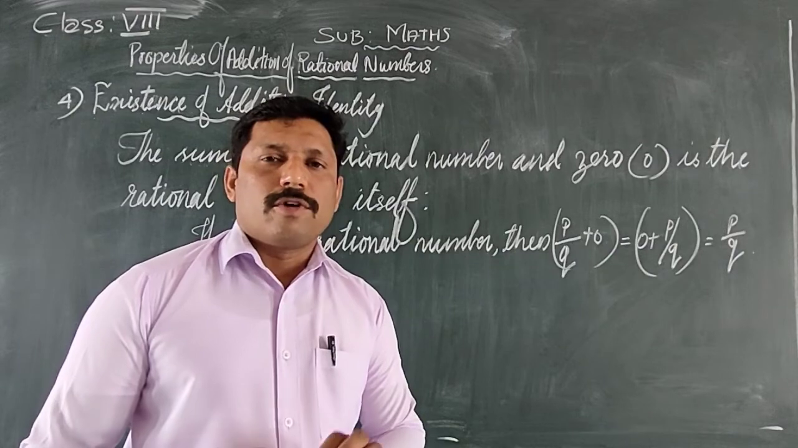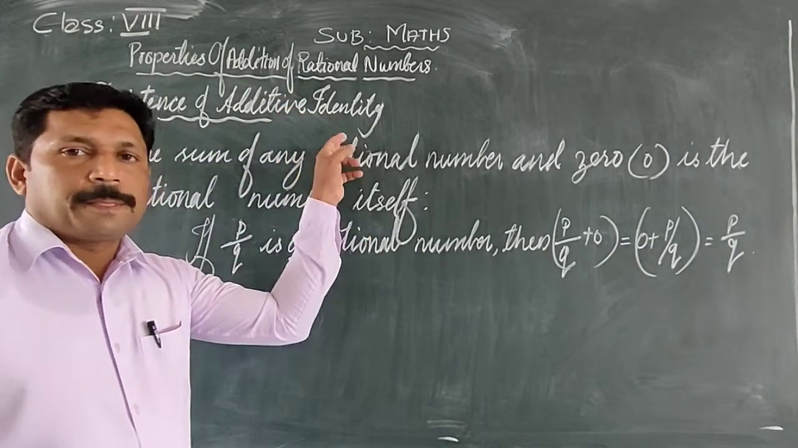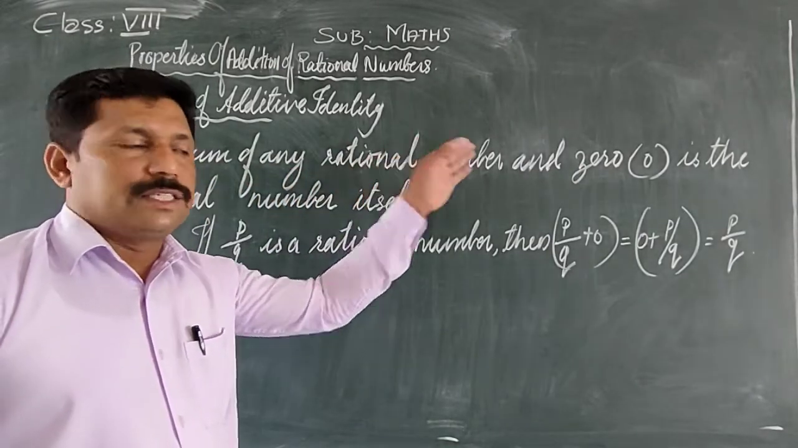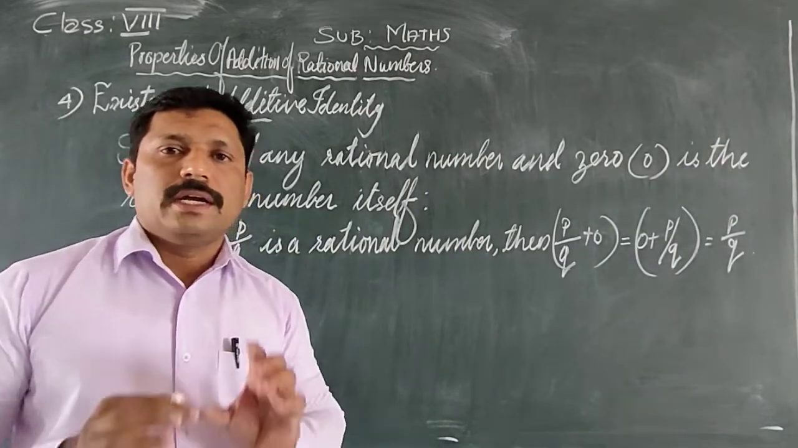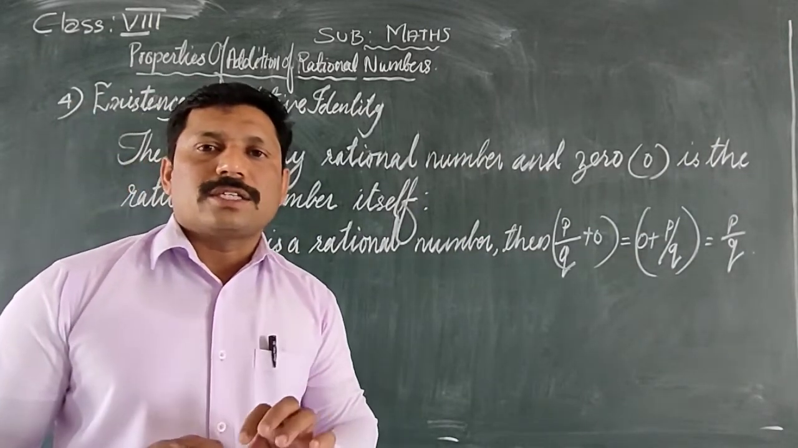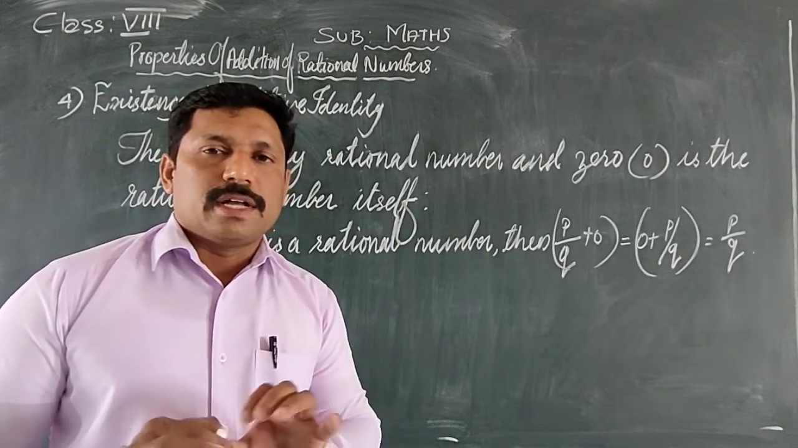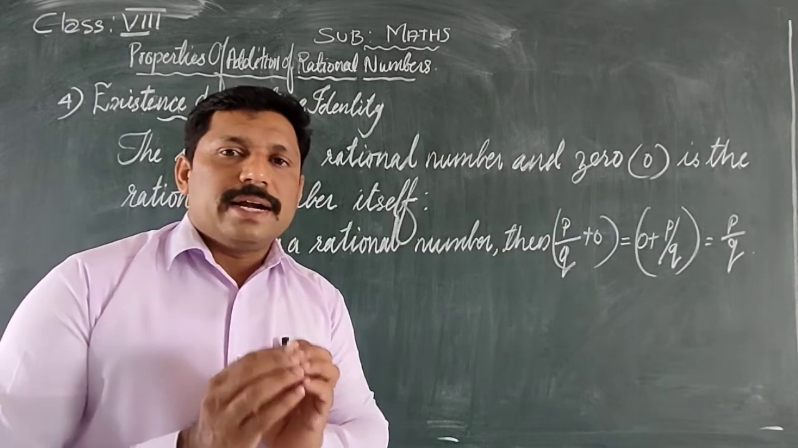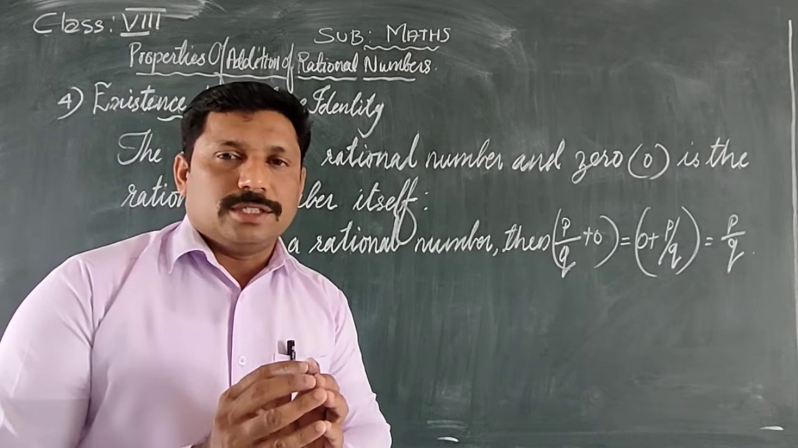So the fourth property is the existence of identity. Here, the sum of any rational number and 0 is the rational number itself. This is the property. The sum of any rational number and 0 is the rational number itself. That means if 0 is added to any rational number, its identity will not be changed. That means its value will not be changed.